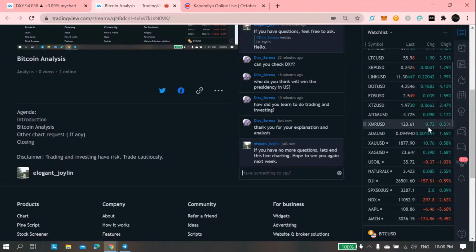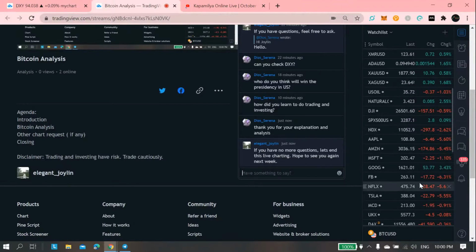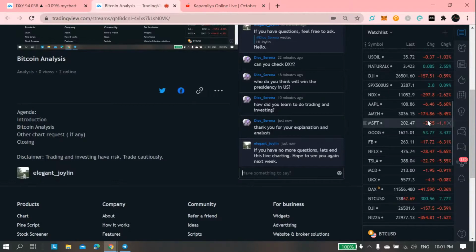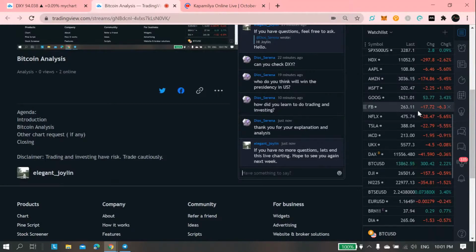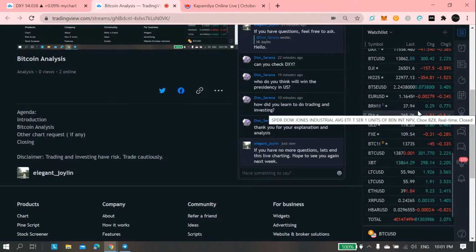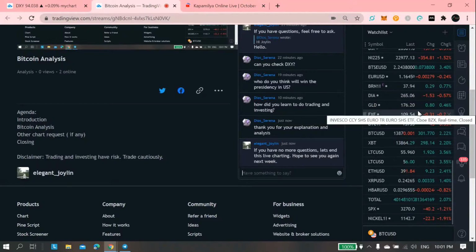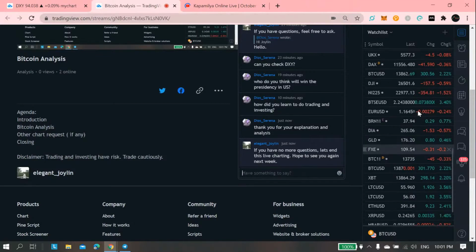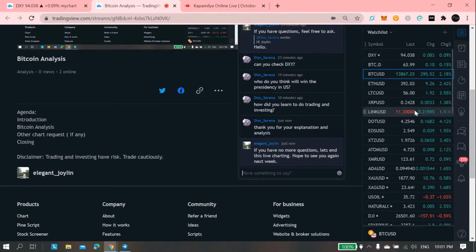Green, while the US stocks close in the red territory, most of the stocks actually. Okay, and there, nickel. Oh, I have no XMR.